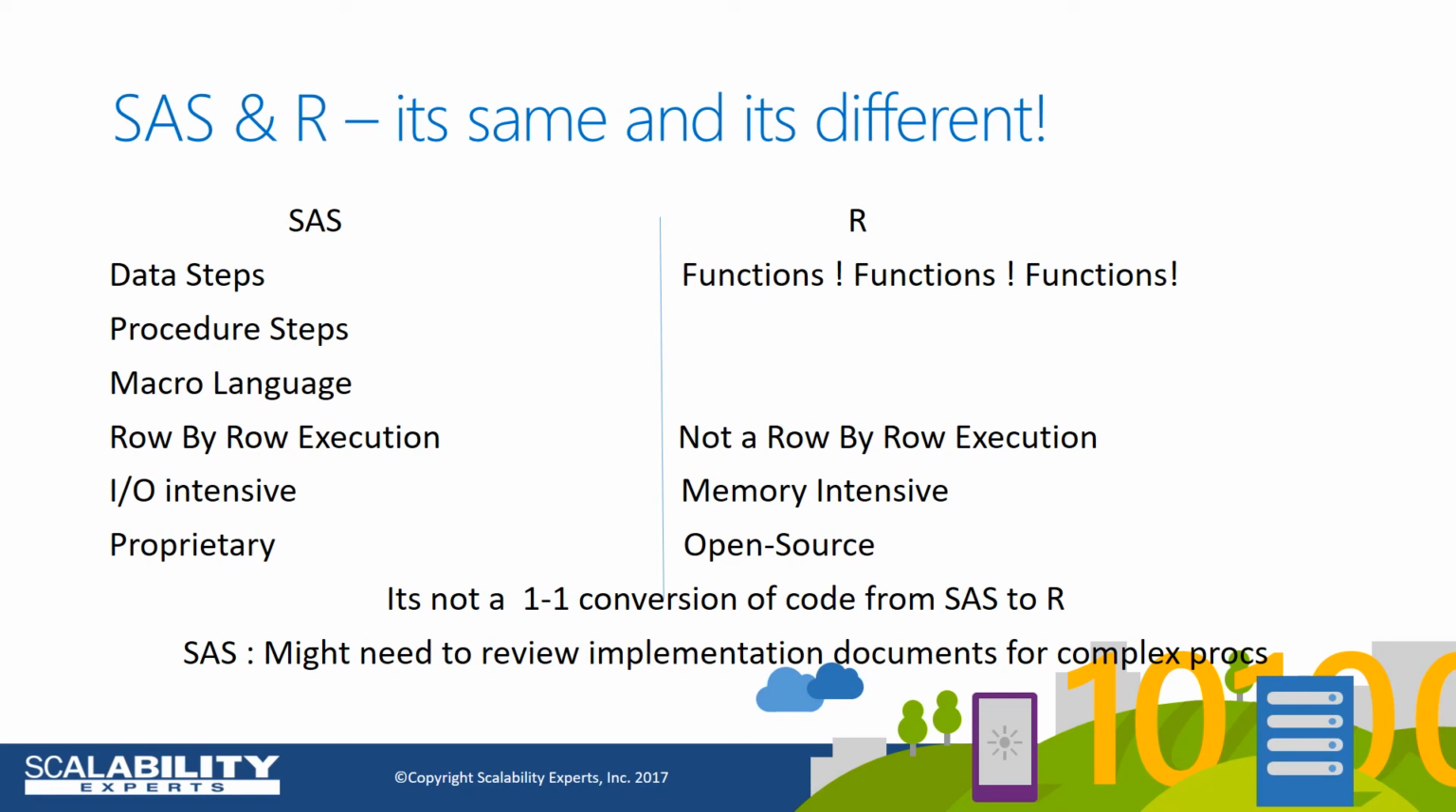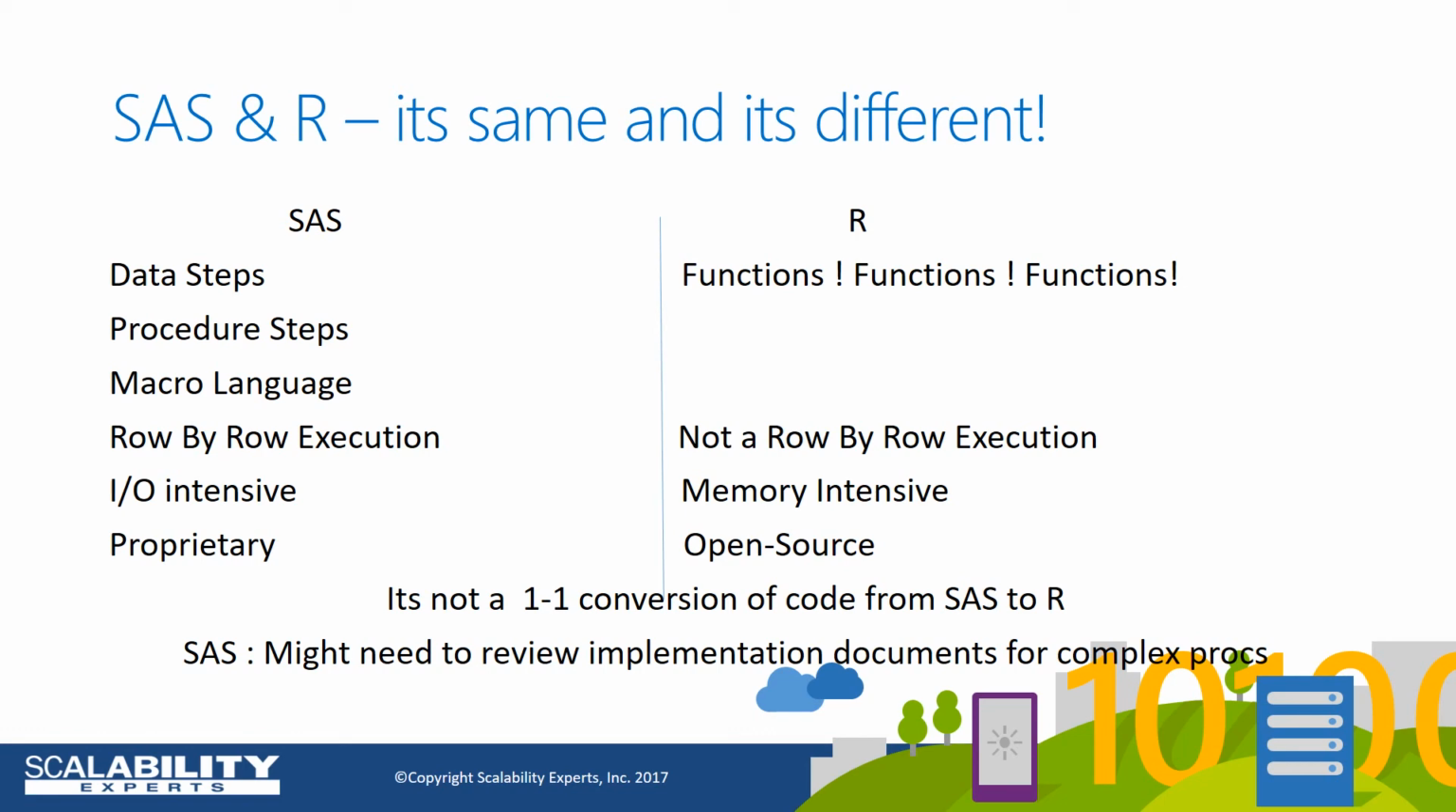Versus in R, there is a lot of parallelism happening. So SAS is more IO intensive because it's doing a lot of reads and back and forth and writing back the data, and R is more memory intensive because it's trying to do a lot of computation at once.